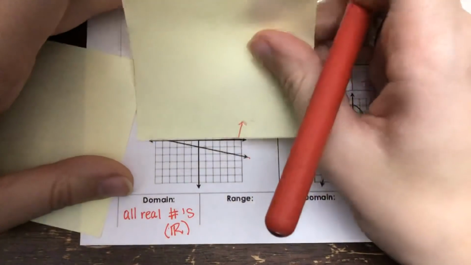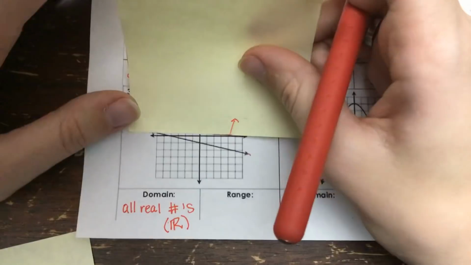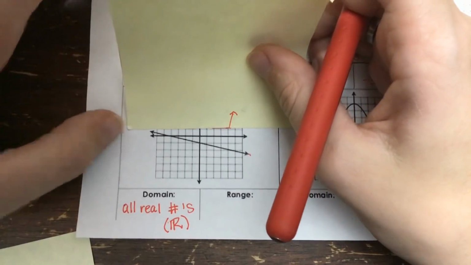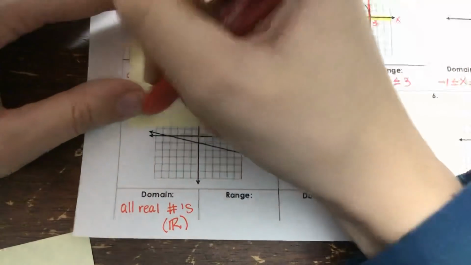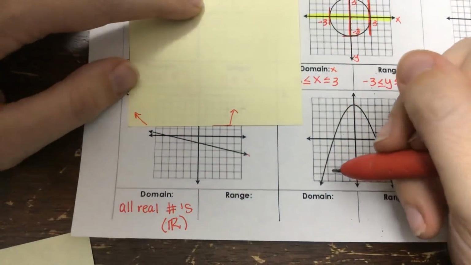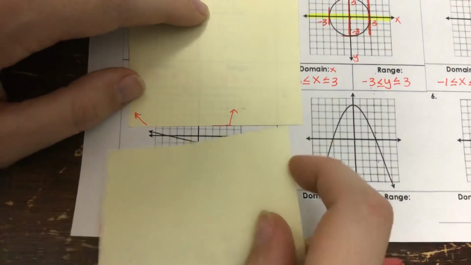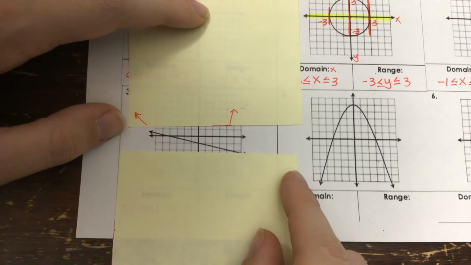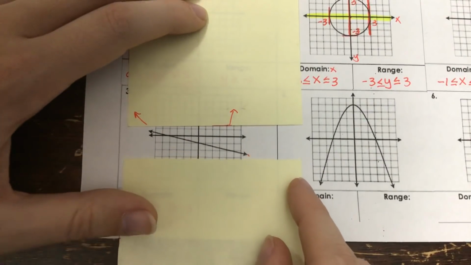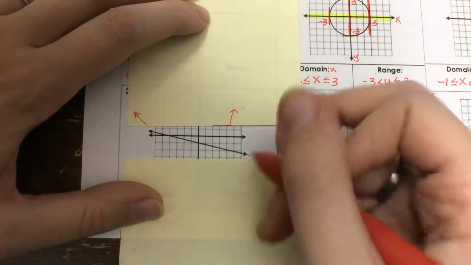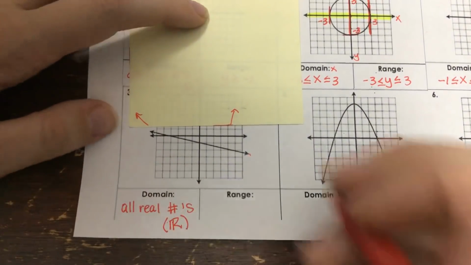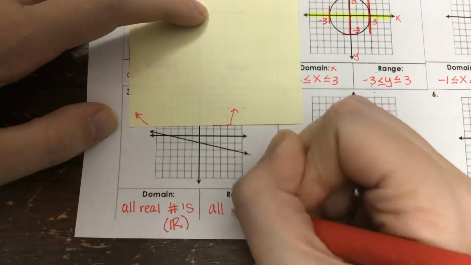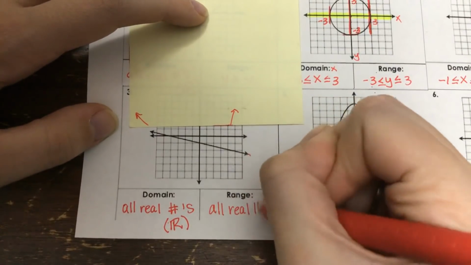If we look at the range going up and down, if I go down with this one, I hit that arrow, and that arrow means it goes on forever, so it's going to keep going up in the y direction. Same thing if I go from the bottom for our range, it's going to extend and keep going down in that direction. So our range is also all real numbers.